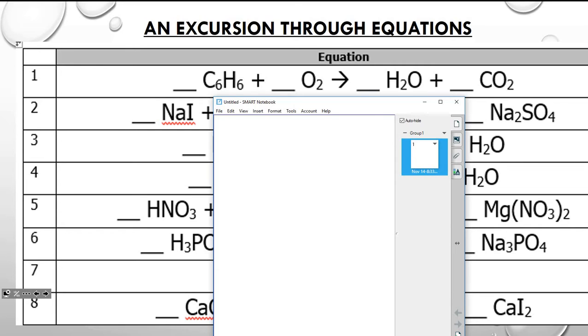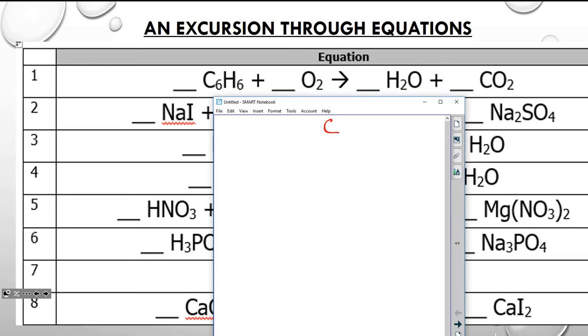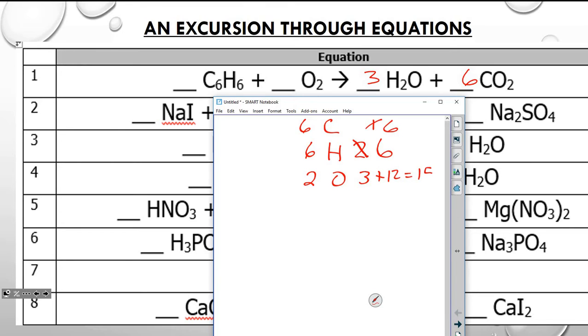So underneath it I would do C-H-O again. I would say, okay, on the left I have 6. On the right I have 1. So I'm going to need to put a 6 here. Now I have 6. On the left I have 6 hydrogens. On the right I have 2. So I'm going to put a 3 there. That makes 6. On the left now I have 2. On the right I have 3 plus 6 times 2 is 12, giving me 15.